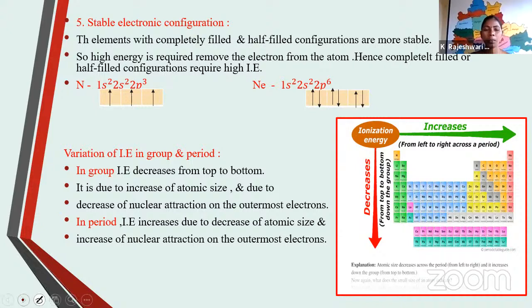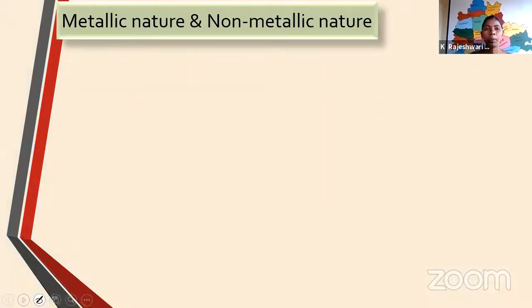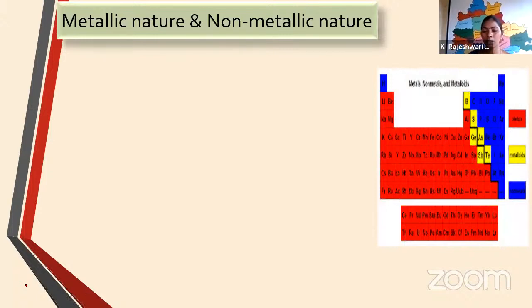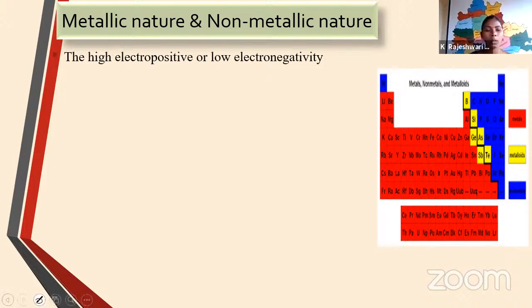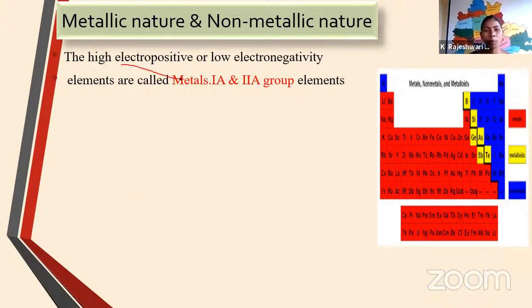Ma. Understood? Yes. Now let us see about metallic nature and non-metallic nature. What is metallic nature here? The highly electropositive or low electronegative elements are called metals. High electropositive, that is known as metals. Always 1A and 2A group elements are only metals. See here, we can see all the red color part. Red color part is nothing but metals. Only 1A, 2A group elements are the strongest metals here.